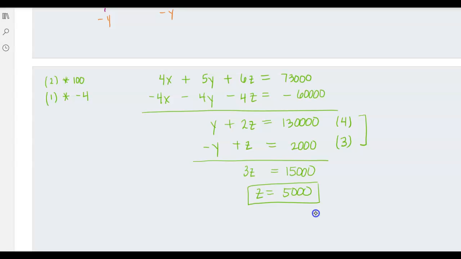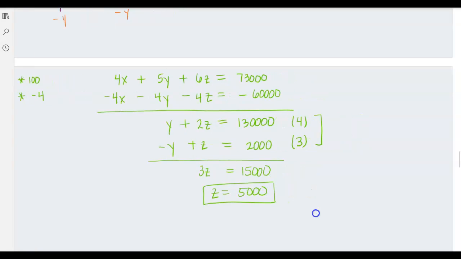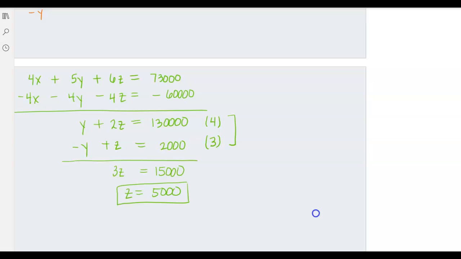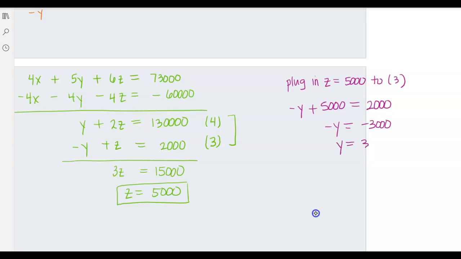Now we'll go back to one of the two equations that has only two variables. Let's just go back to equation 3 right above here. So let's plug in z equals 5,000 to equation 3. So negative y is negative 3,000, or y is equal to 3,000.